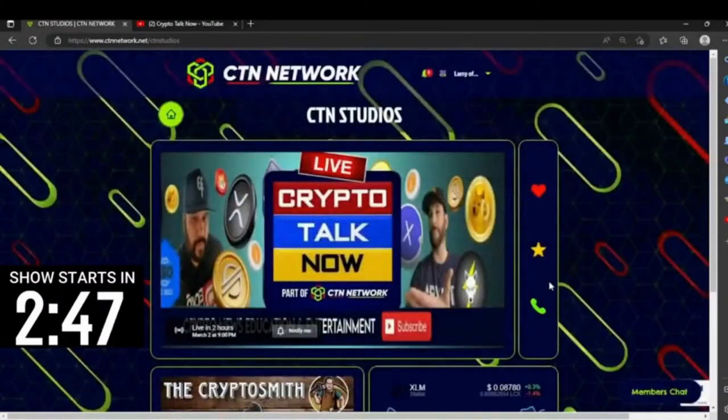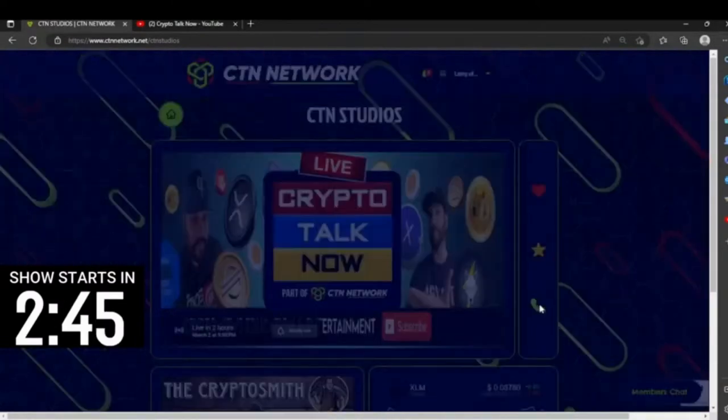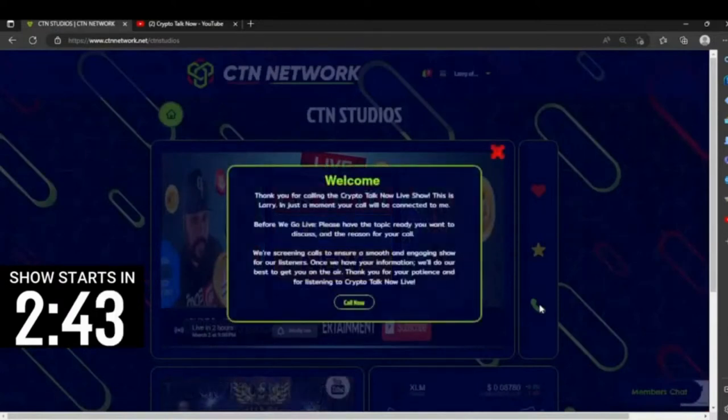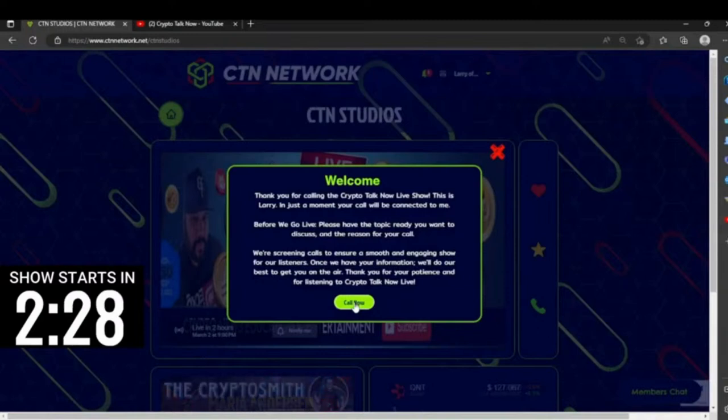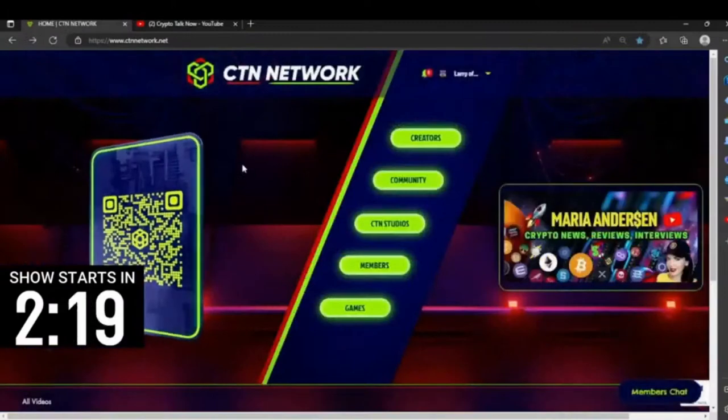Also, if you click on this button right here, we have a call-in feature, which is already live. If you want to call us, just click on the green phone icon, and click on call now. During the show, between 9:15 and 10, when we announce it, when Max is on or when I'm on with Max, we will start accepting phone calls, and you guys can be live with the show. If you want to turn your video on, you can come on camera as well. So good stuff there. Now back onto the homepage.